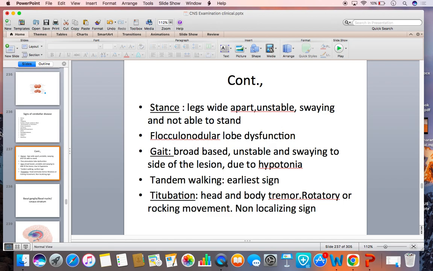Well, with this information, I think you, my dear students, can identify the cerebellar dysfunction as early as possible in order to manage the problems related to the cerebellar disorders.